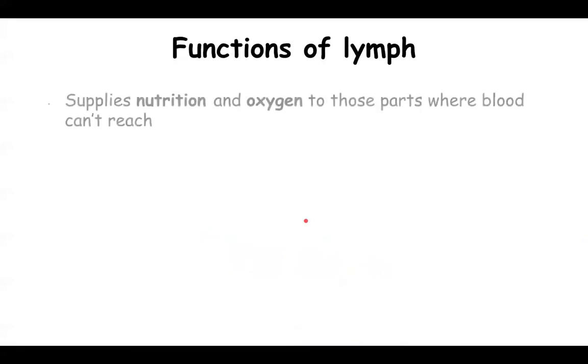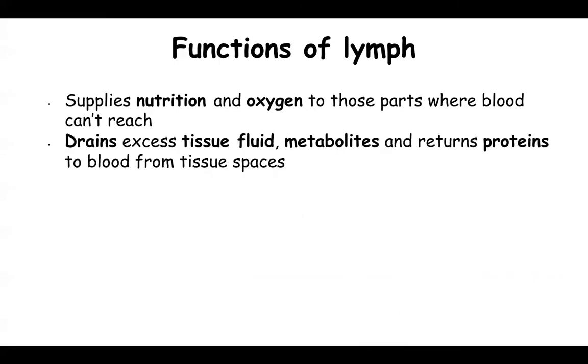So what are the functions of lymph? It supplies nutrition and oxygen to those parts where blood cannot reach. It drains excess tissue fluid, metabolites, and returns proteins to blood from tissue spaces. So whenever proteins are not able to return from the tissue spaces, the lymph helps in returning those proteins. It helps in fat absorption by lacteals. Now, lacteals are structures found inside the small intestine. They are basically involved in absorption of fatty acid and glycerol.